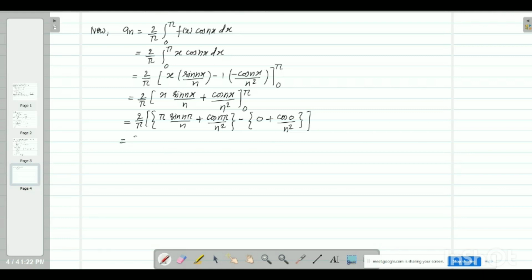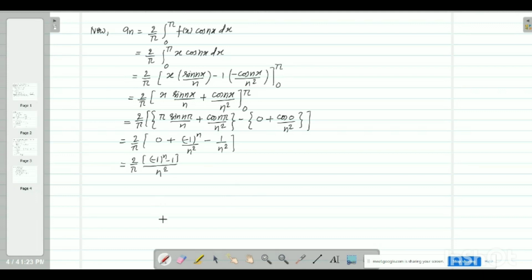So this is equal to 2 by pi, and simplify this, first term is 0, and plus cos n pi is what? Minus 1 raised to n by n square. And minus cos 0, cos 0 is 1. So this becomes minus 1 upon n square. Okay, just simplify this. So 2 by pi, and the denominator is the same, so we'll have minus 1 raised to n minus 1 divided by n square. Okay, this is your an.